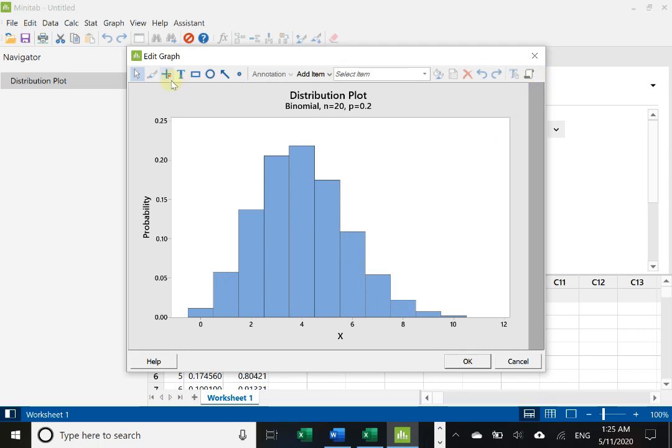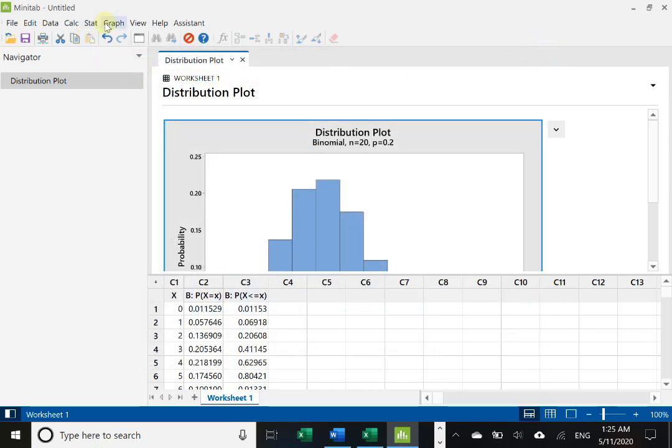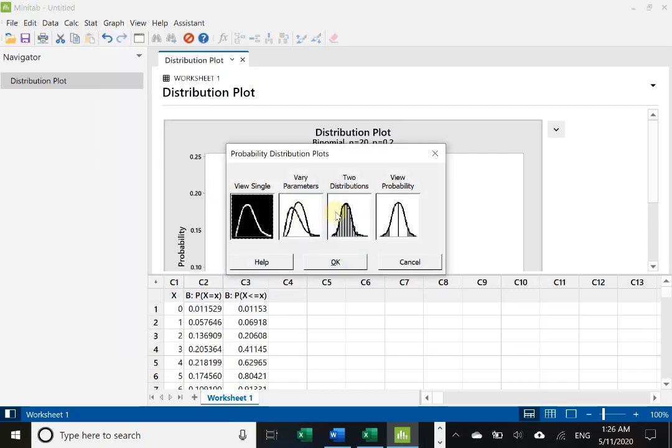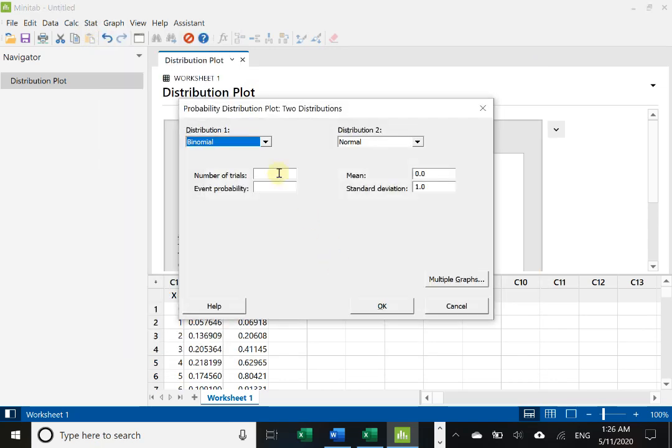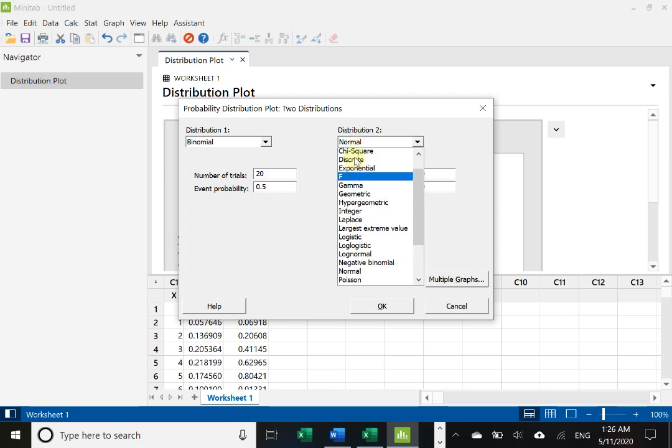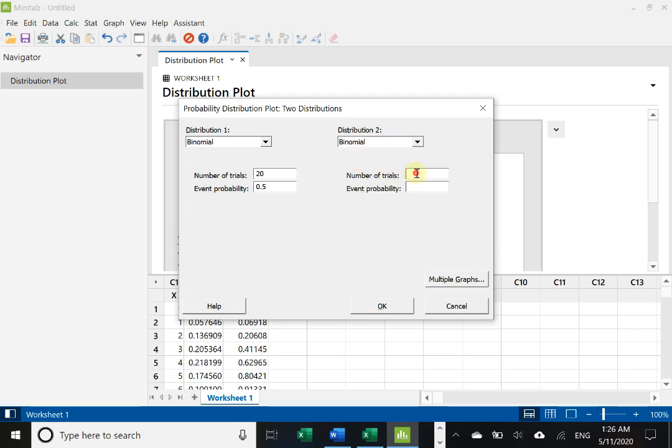Okay, and let's see. Remember, you can annotate this graph however you like. So let me actually do this. I want to graph a probability distribution. I'm going to do two distributions, and both of them binomial, number of trials 20 and 0.5. This is going to be the symmetric one, and then the other one I'm going to scroll up, binomial, number of trials 20, and probability of success I'm going to make it 0.87. So this is going to be left skewed, and check this out.